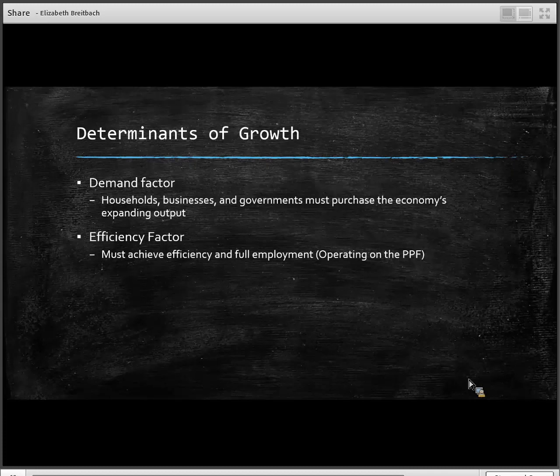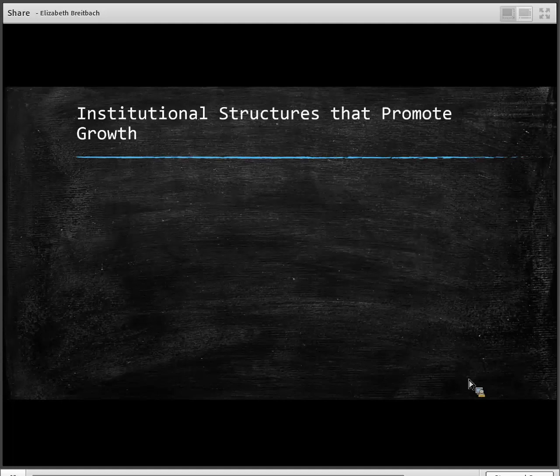With our workers who are willing and able to work, having a job, those households, businesses, and governments must demand the output, whether they are domestic or abroad, and that will allow us to have that economic growth. But there can also be some institutional structures that promote growth. So it's not just these different categories, these different factors that promote growth. There's also institutional structures that allow our economy to expand.